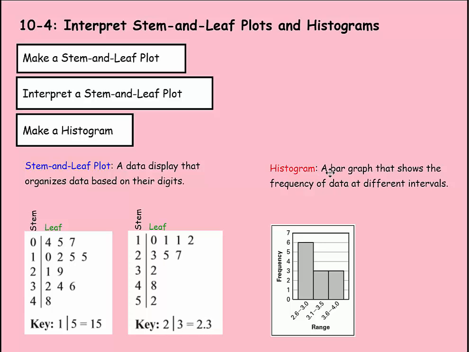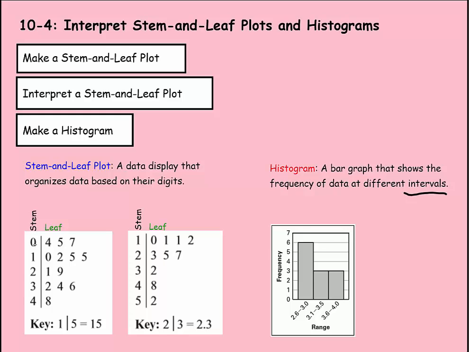Histograms actually show bar graphs then. They're bar graphs that show the frequency of data at different intervals. So intervals is an important word. Those are different ranges of x values, for example, if you're looking at a graph this way. Let's say the stem values were the x values in a histogram, and the amount of times that they occurred was the y value, the frequency.